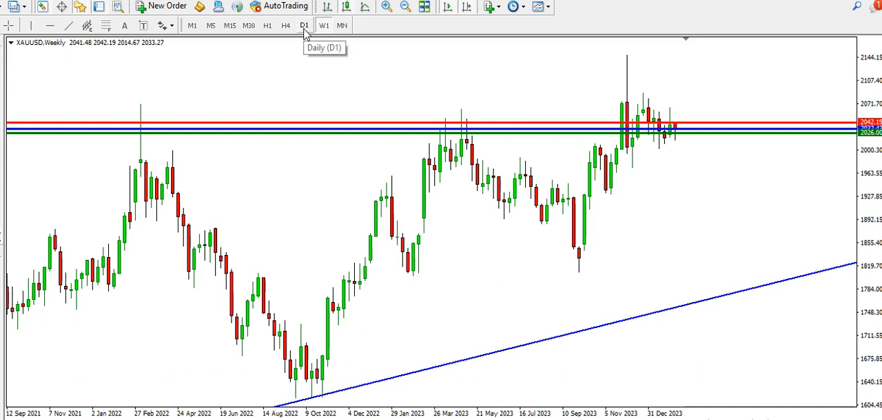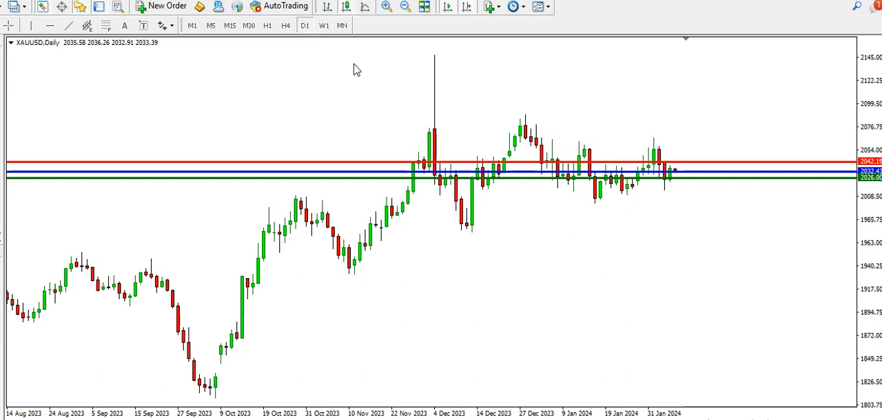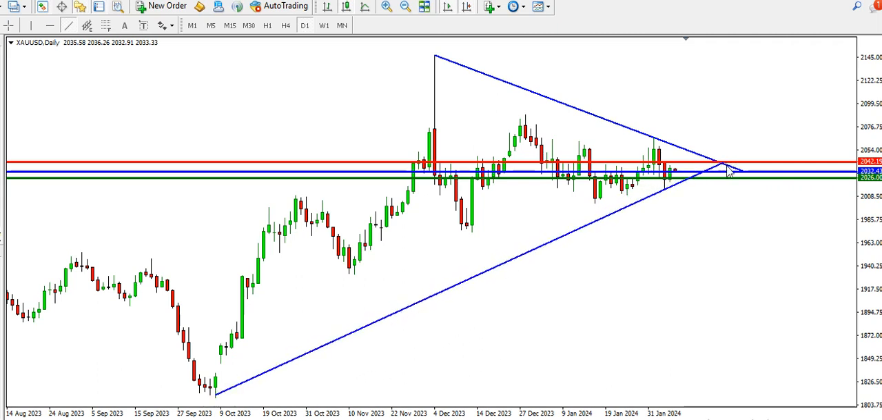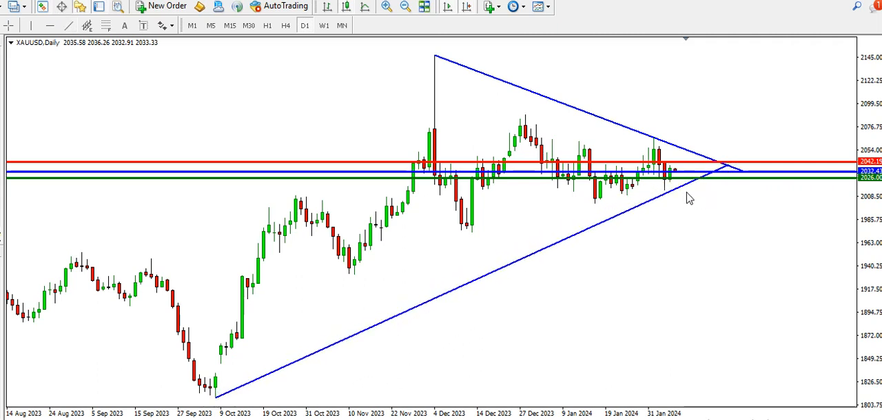On the daily chart, what do we have? We can see that price has been bullish, but we are currently trapped in a range on the daily charts. Price is in a range on the daily chart. We might want to wait for the range breakout. As soon as we have a range breakout, we'll be able to determine the direction of price. That's on the daily chart.